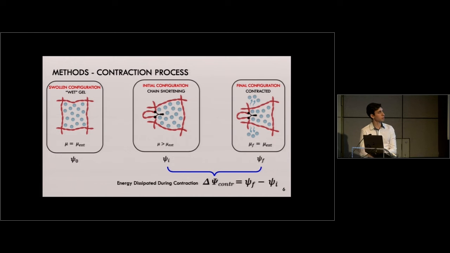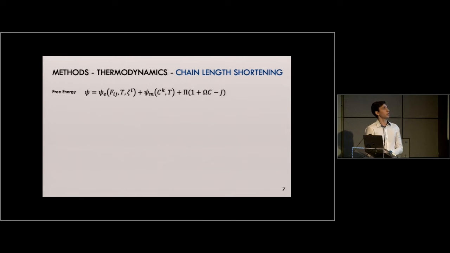And the difference between where we inject the energy and the final state determines the energy during contraction. And this energy needs to be negative, so it needs to be dissipated, right? If we require additional energy to contract, then this process will not be energetically favorable and the network will not contract. So just a little bit about the model.